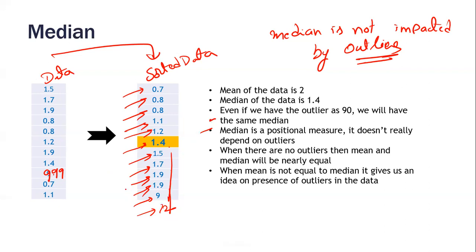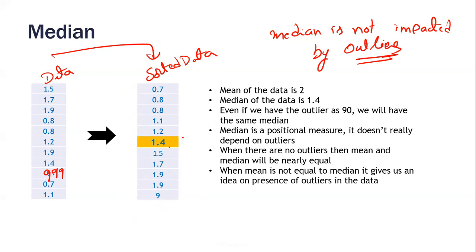Sir, suppose we have 10 data points, and out of 10, 5 are big numbers, we can call them outliers, and 5 are less than 1. Right. So in this case, can you tell whether there are outliers?